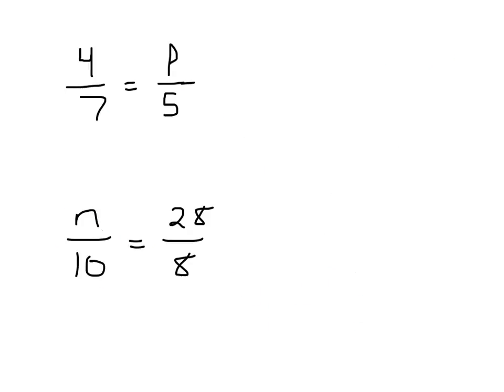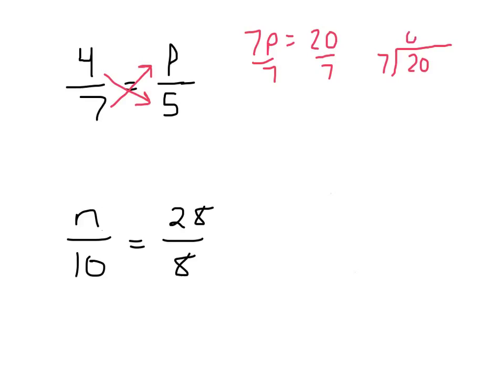Let's try two more examples. This is a hard one because I can't see mentally the answer. I can't use equal fractions to help me find the answer. But I can find the cross products and solve. I would get 7p equals 4 times 5, or 20. So to figure out what p is, I'm going to divide both sides by 7. So I really have to do 20 divided by 7 to find my answer.